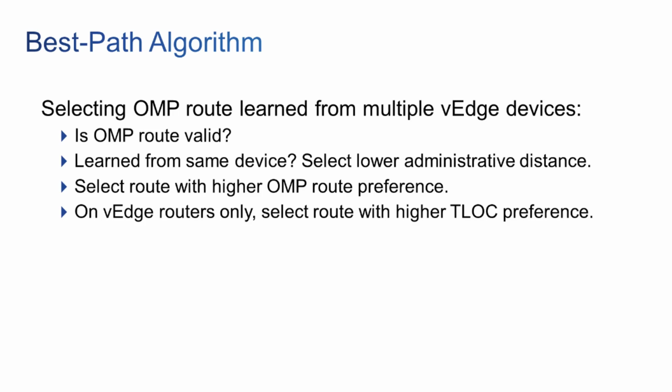If the OMP route is valid, and if it has been learned from the same Viptela device, we select the OMP route with the lower administrative distance, right? So again, we're talking about learning about essentially the same prefix from 2 different routing information sources. Administrative distance pretty much trumps everything in that regard. We don't look at metrics, we don't look at anything else. Of course, prefix length wouldn't come into play here because we're talking about the exact same prefix.